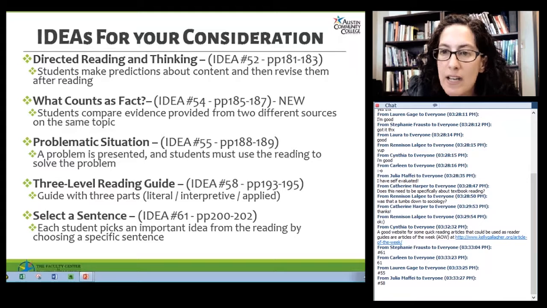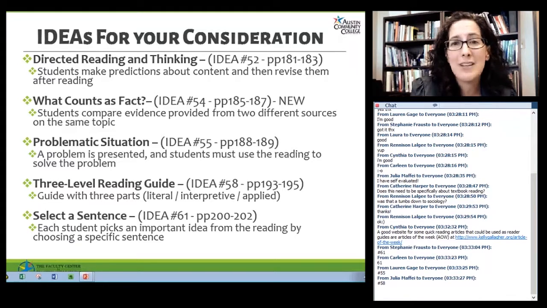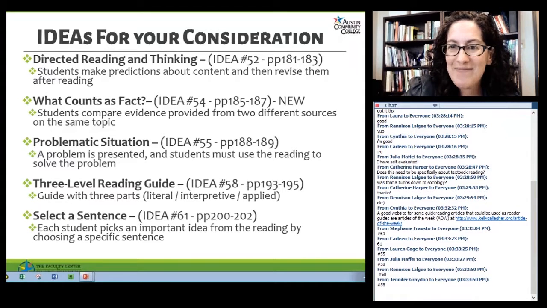And I'm looking, Cynthia just chatted in. A good website for some quick reading articles that can be used as reader guides. Oh, great. So you put this article of the week. That is awesome. So there's a link there for some help with active reading documents. That would be wonderful. And see, this is why I love this, because you guys have great resources that you can share. So thank you, Cynthia.